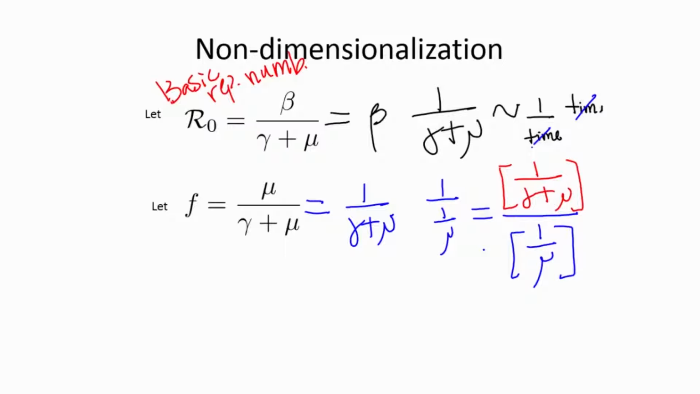So 1 over gamma plus mu is a length of time with some time units, and that is a length of time for how long an individual remains infected on average. Now the ratio 1 over mu, this is the average amount of time an individual is in the population. So 1 over mu is what we call the life expectancy.